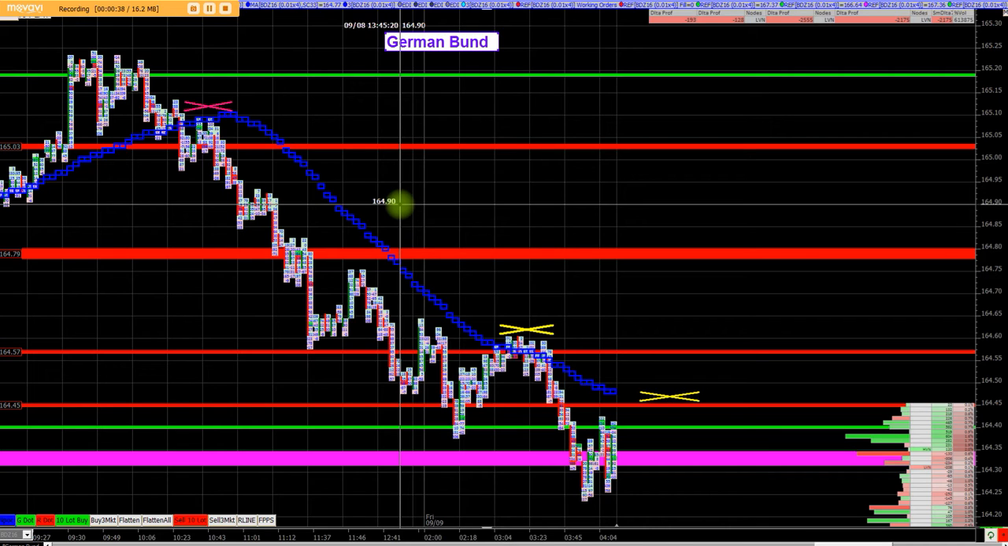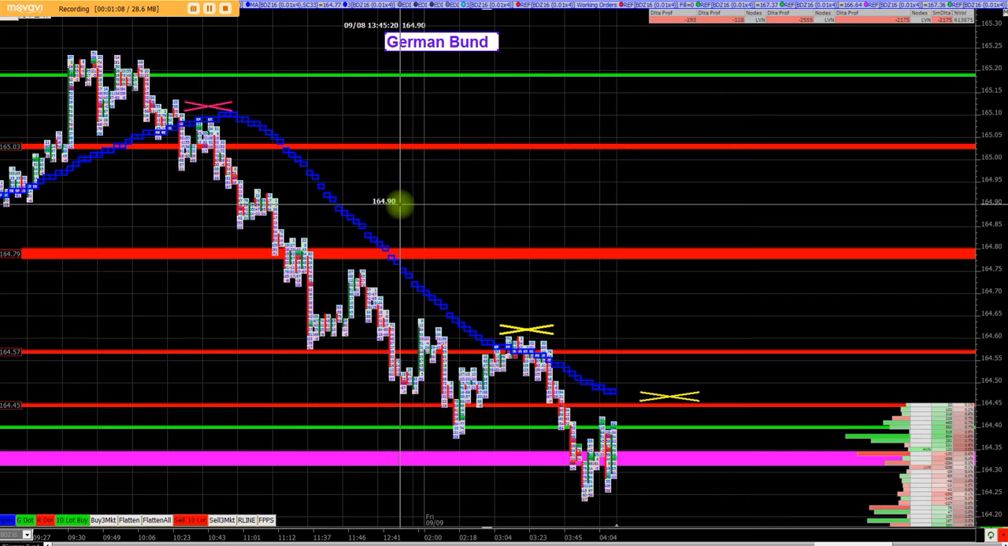And the German Bund, if you haven't looked into it, do yourself a favor and look into it because it's a great tool. It's a great market to trade, especially when you use it with the footprint and with the Delta profile. It seems to have the most legitimacy to following exactly what the big boys are doing accordingly.